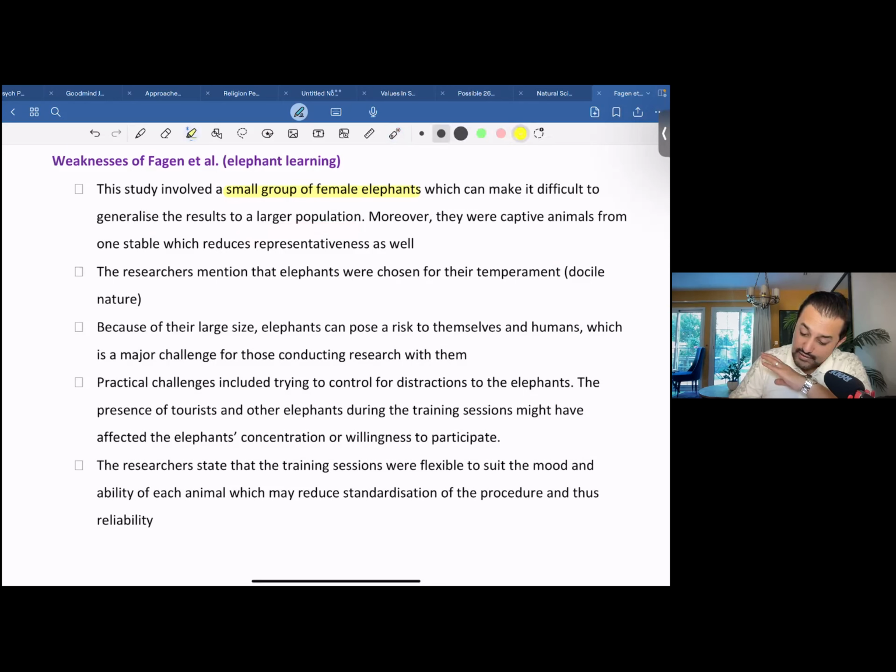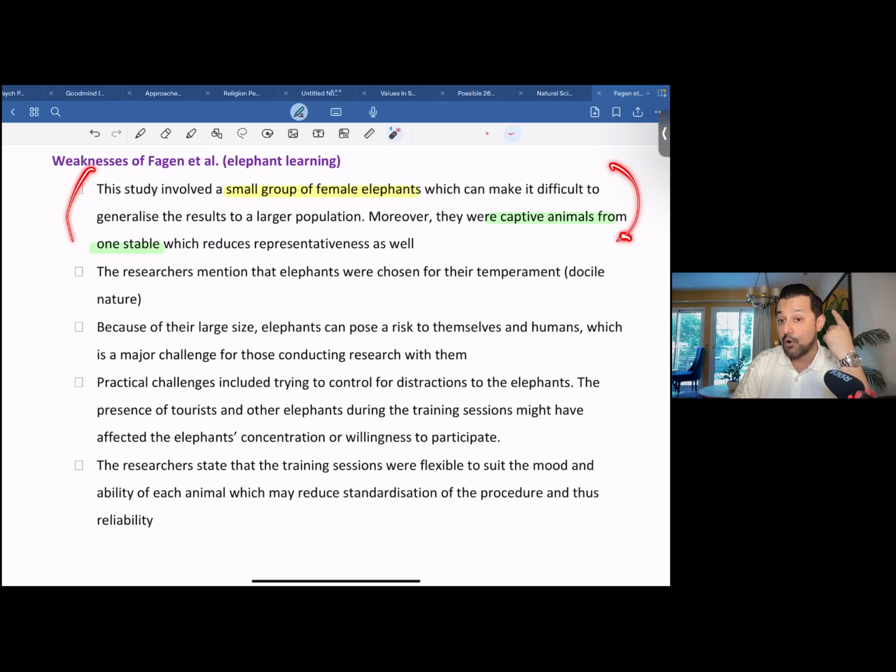Moreover, these elephants were all captive animals from one stable, right? They were all from one particular stable in Nepal, right? These were all captive animals. And of course, if you're collecting data from a single stable, you cannot really generalize the findings to a wider population of elephants elsewhere, especially the elephants in the wild, in the jungle. So collecting data from a single stable is a disadvantage.